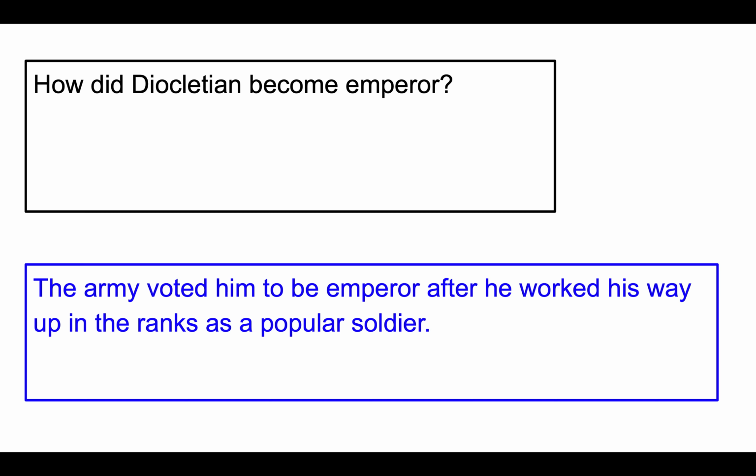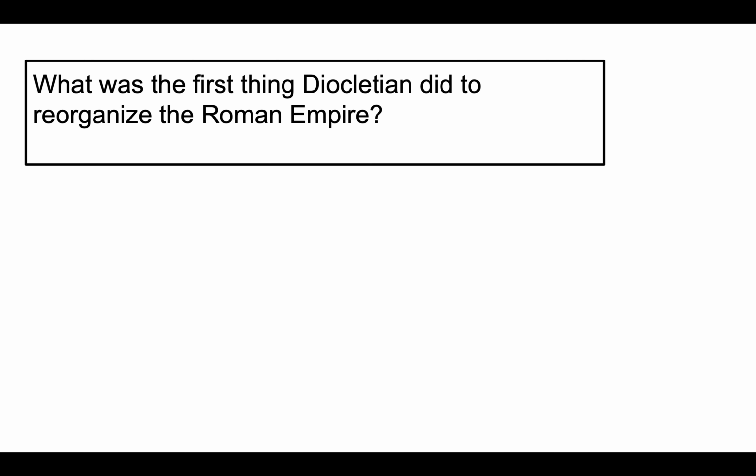He became emperor when the army voted him to be emperor after he worked his way up in the ranks as a popular soldier. So you're already getting a picture of Diocletian here. He was not the son of an emperor. He was not somebody who had it just handed to him. He worked his way into being an emperor. He was a very motivated person.